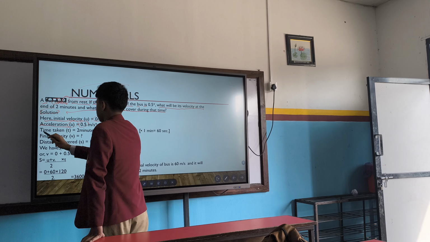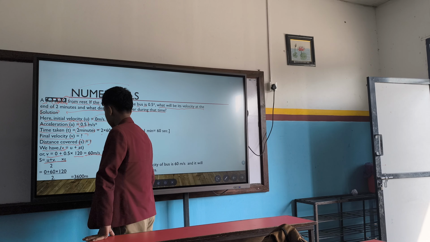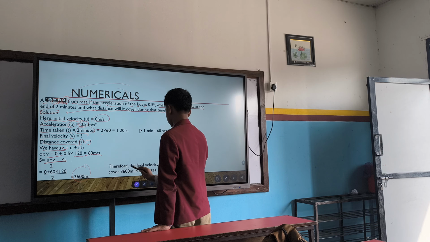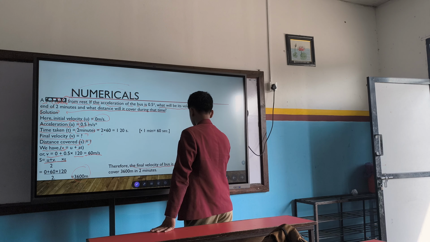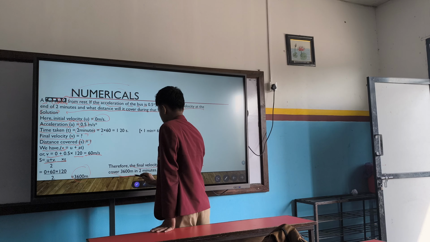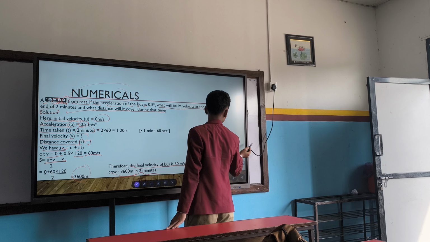Now we have v is equal to u plus at, or v is equal to 0 plus 0.5 into 120, which is equal to 60 meter per second. s is equal to (u plus v) into t by 2, or s is equal to (0 plus 60) into 120 by 2, which is equal to 3600 meters. Therefore, the final velocity of the bus is 60 meter per second, and it will cover 3600 meters in 2 minutes.